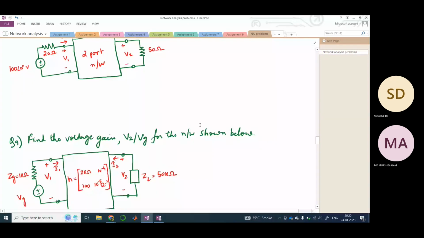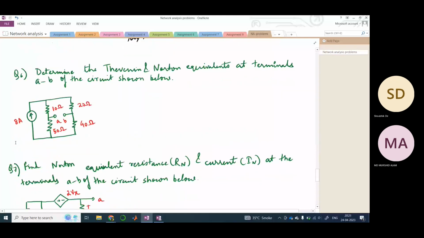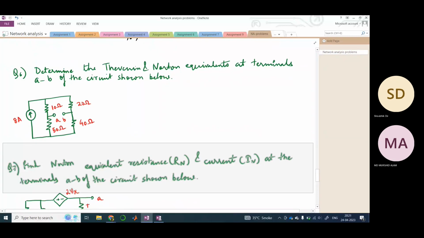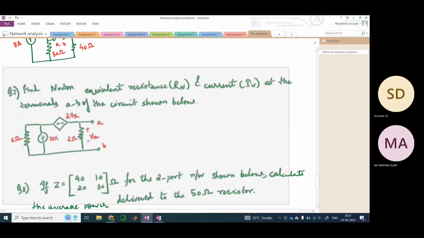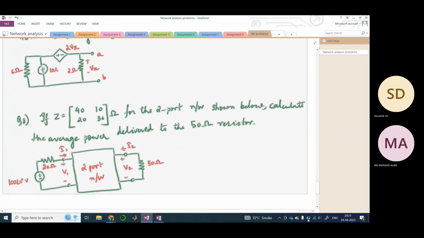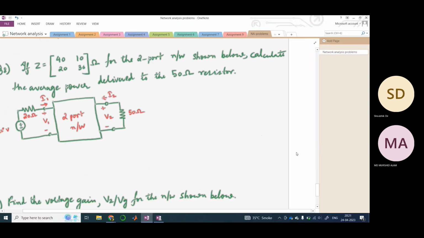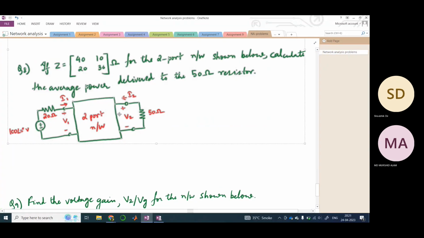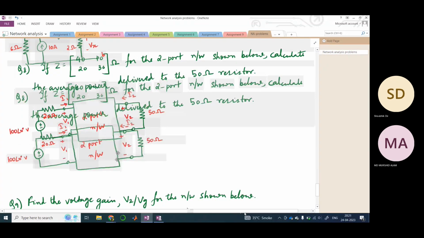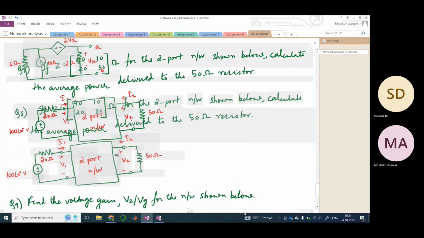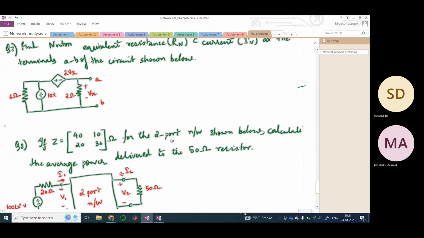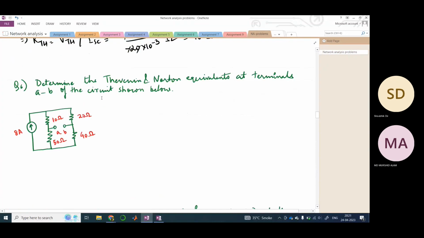Okay, fine. Again, let me make space for question number 6. So push this down. I hope this much space will do here.